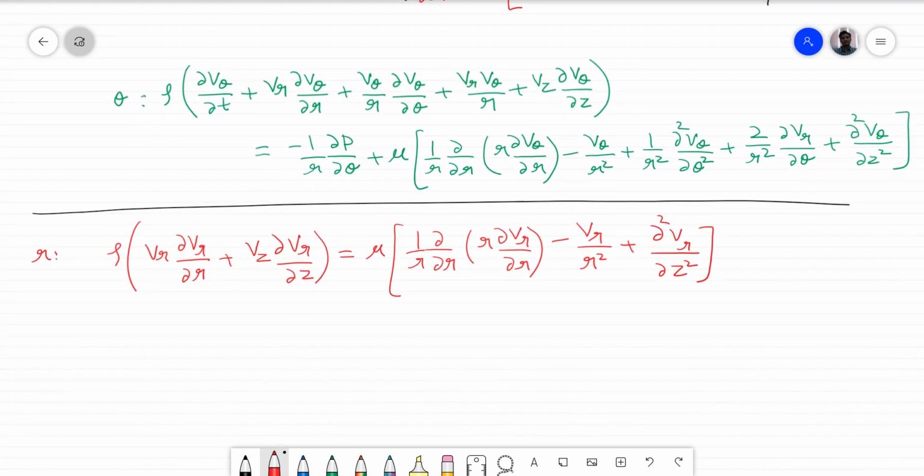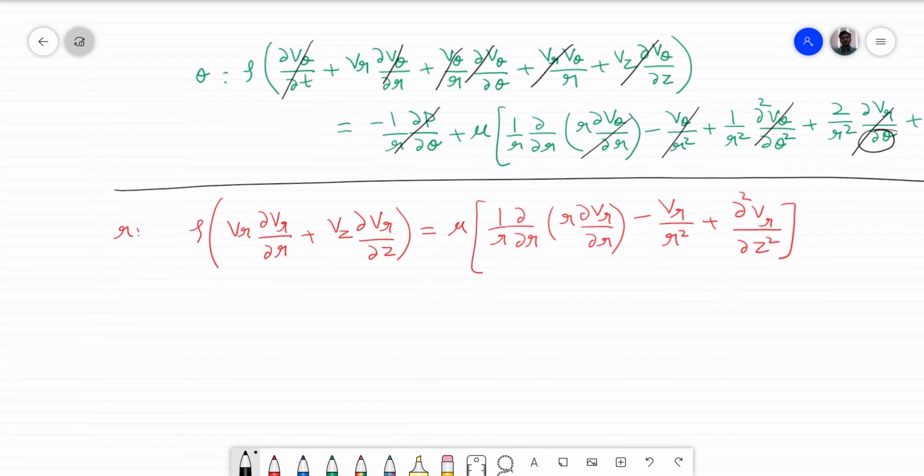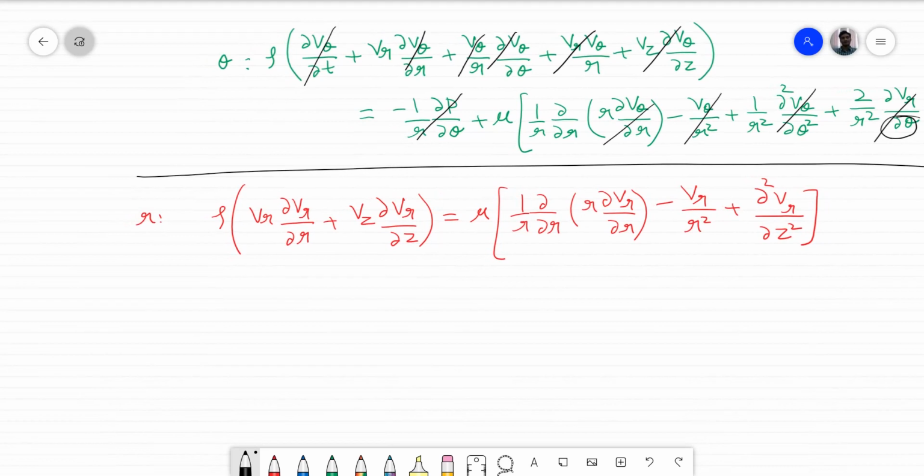Now what about the theta equation? This goes to 0. All the terms containing Vθ go to 0. ∂p/∂θ goes to 0. There is no change in any variable in the theta direction. That's our assumption. Similarly, any change in theta direction goes to 0. So all of these terms go to 0. So the theta equation we don't even need.